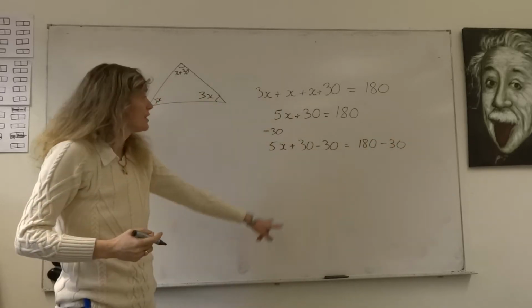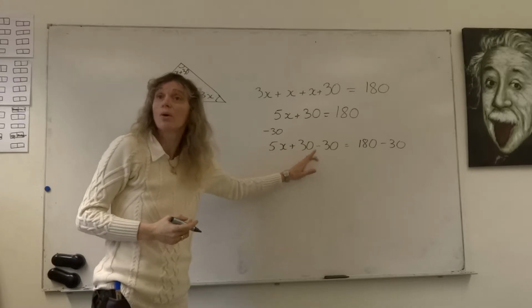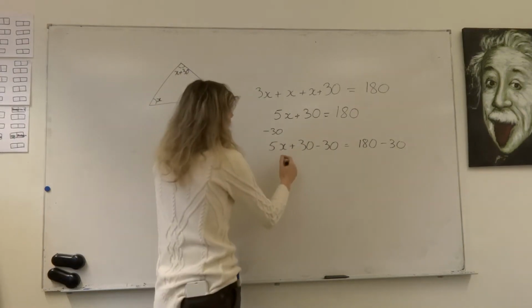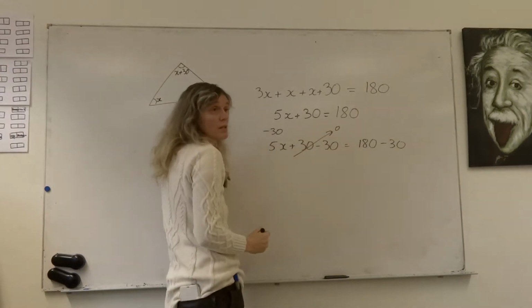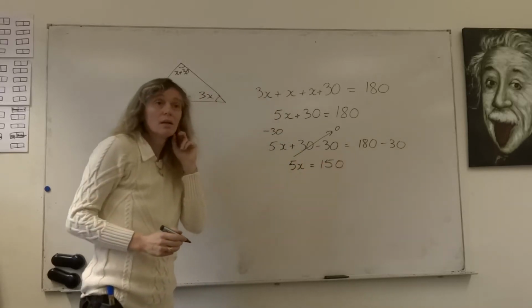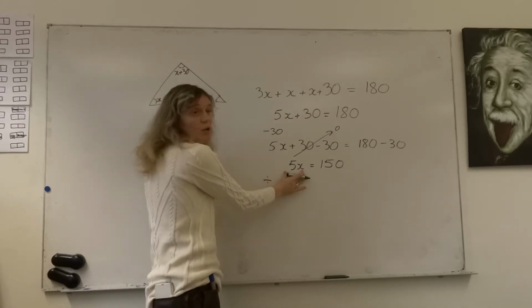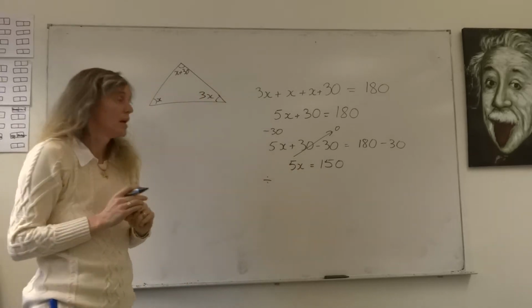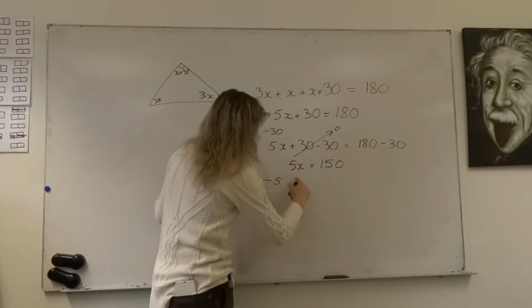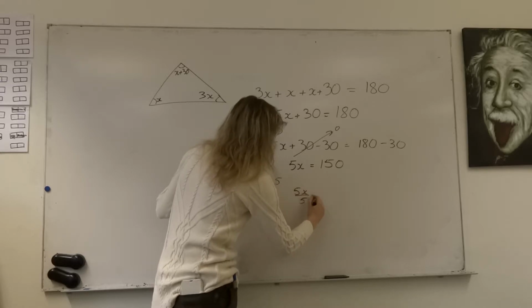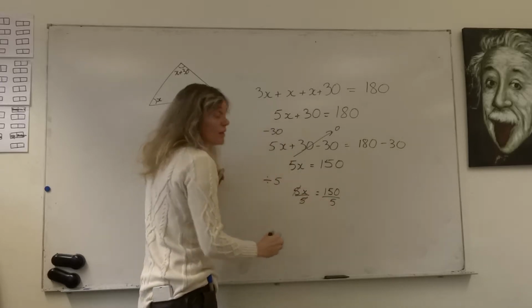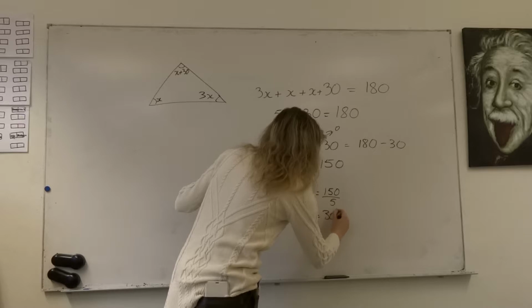Why am I subtracting 30 from both sides? Because it gets rid of the numbers here. I want all my x's on one side of the equal sign and all my numbers on the other. This now gives me 0 there, which is what I want. So I now know that 5x equals 150. I don't want to know what 5 lots of x are, I want to know what 1 lot of x is. If I divide both sides of the equation by 5, I get 5x divided by 5 equals 150 divided by 5. 5 divided by 5 is 1, so x equals 30 degrees.